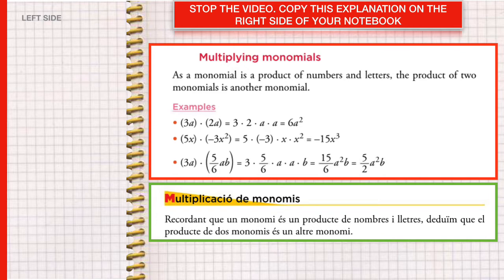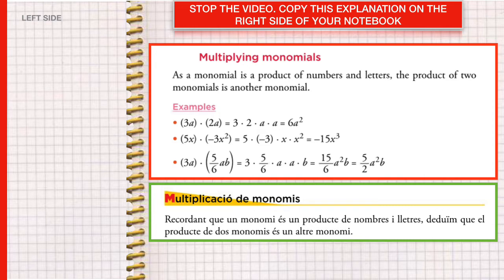3a times 5/6 ab equals 3 times 5/6 times a times a times b, which equals 15/6 a squared b. And don't forget to simplify. The final result is 5/2 a squared b.